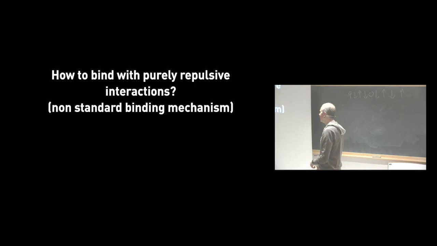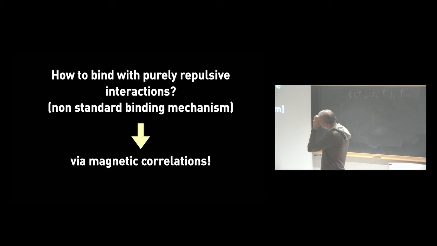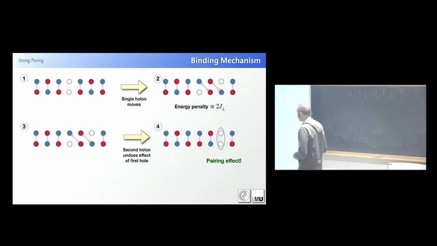And what's actually interesting is to think about how you can bind in a system that has only repulsive interactions. So we're dealing with the Hubbard model. Everything is repulsively interacting. So how come you can get binding? Wouldn't you need attractive interactions to bind something? It turns out that's not needed. In fact, magnetic correlations alone can lead to binding of particles in the system. Let me give you the idea of that.